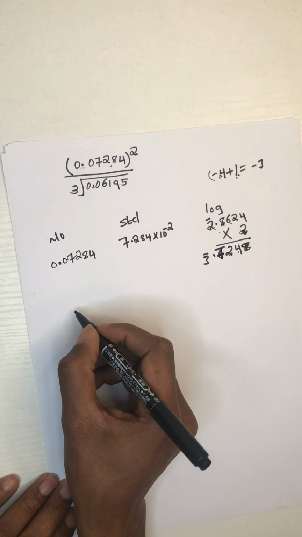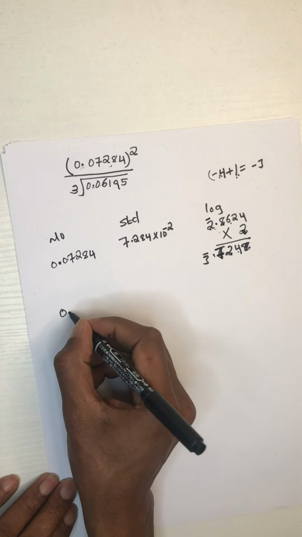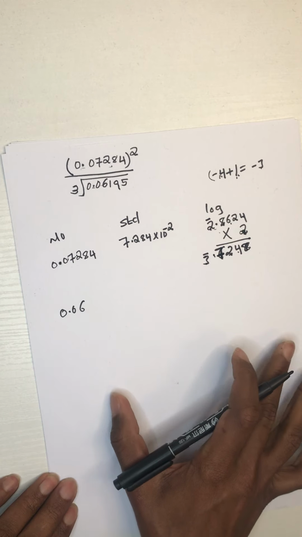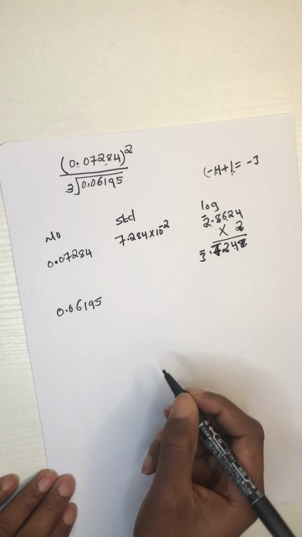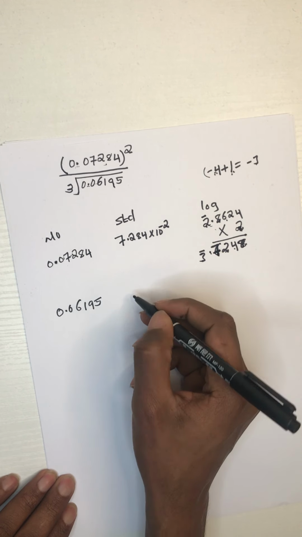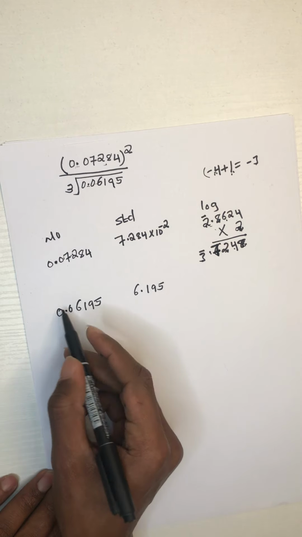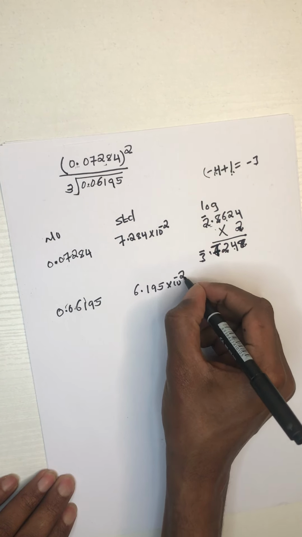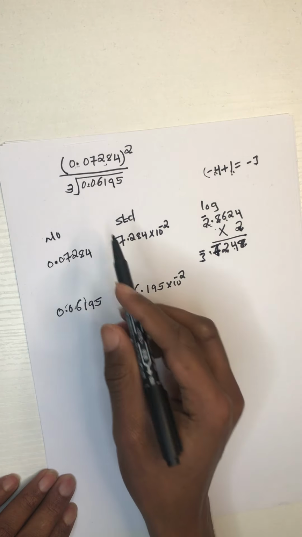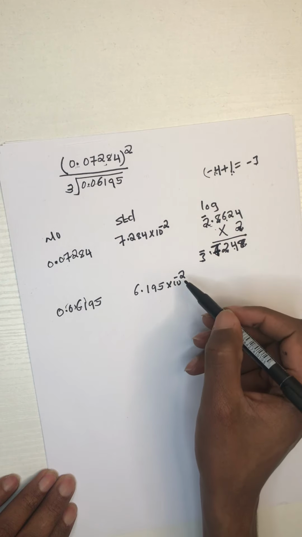Then we have to come to the lower part here. What is the lower part? We have the number, we take it normally, 0.06, okay, I hope it's clear, 195, good. Then its standard form will be 6.195, still the same place, 1 2, so times 10 power negative 2, because the decimal place is 1 then 2, good.